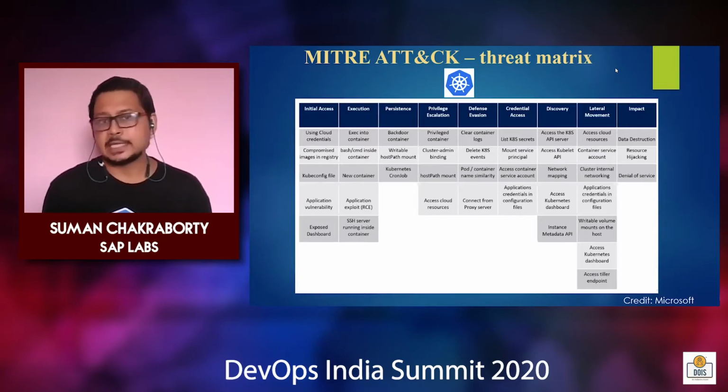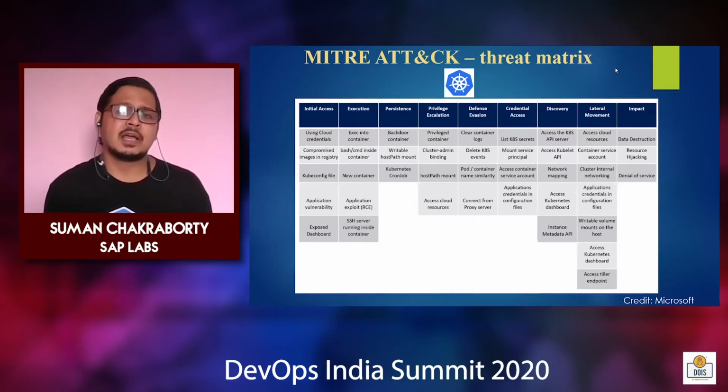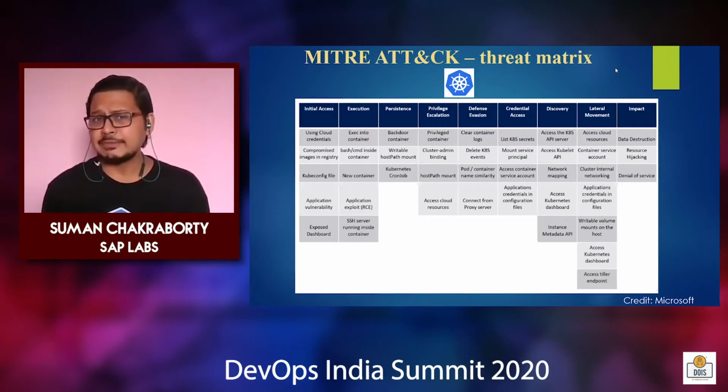Defense evasion is clearing the container logs, deleting such events, and pod or container name similarity. So basically, these are the runtime events. We should not burden our host node with excessive logs. We should try to prune them on a monthly basis or at certain time frames, so that we can store them securely. Credential access is the list of all credentials that can be accessed.